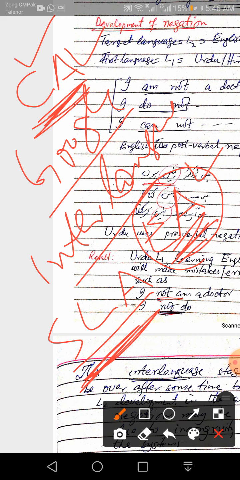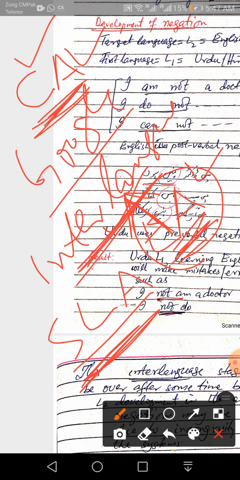And error analysis is closely related with interlanguage. Error analysis is closely related with interlanguage, because interlanguage is full of errors, and we analyze those errors, and then we become tolerant, and we say that it's okay, and we try to find out these errors.